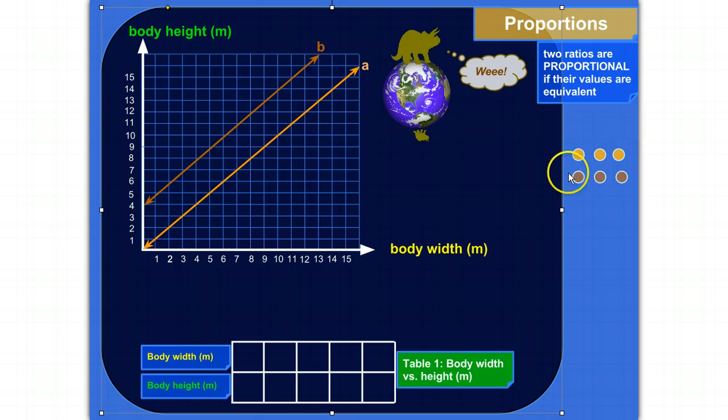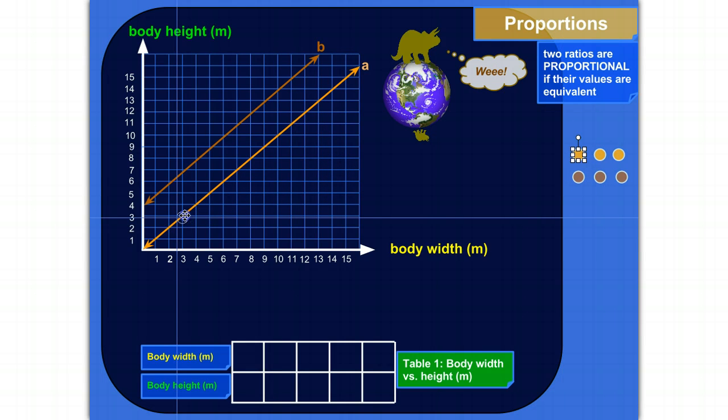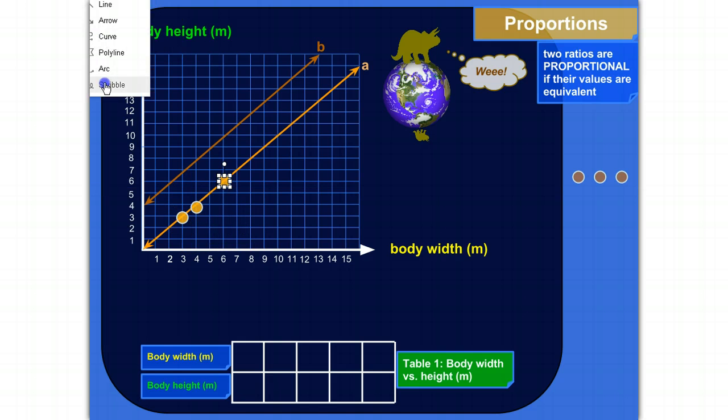So what you need to do is just pick out a few points on the graph. Let's just say that one, I don't know, that one, why not? And that one. So we write the coordinates of those points down. Here in this table I'm going to put the body width measurement, and then in this part of the table I'll put the body height. The body width is on the x-axis and the body height is on the y-axis. So let's just record these points here.